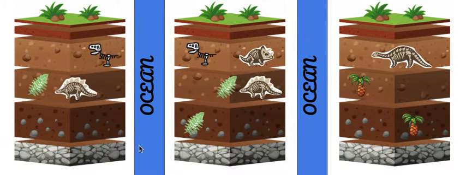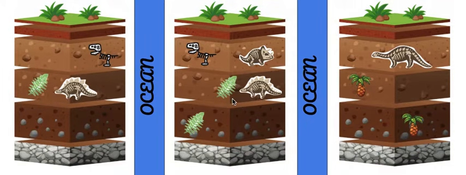You'll notice that there's an ocean in between these three layers of fossils. So let's talk about some basics first. One thing I know right away is that the oldest fossils are going to be in the deepest layers. Again, the deeper down you go, the older the fossil is. On the flip side, I know that the fossils near the surface are going to be the youngest fossils. So for example, the T-Rex and this Triceratops are going to be younger than this plant and this Stegosaurus.